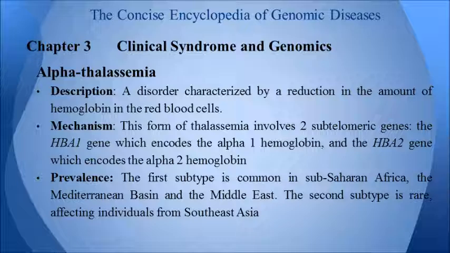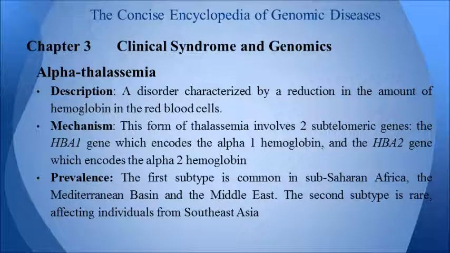Alpha thalassemia, a disorder characterized by a reduction in the amount of hemoglobin in the red blood cells. This form of thalassemia involves two subtelomeric genes, HbA1, which encodes alpha-1 hemoglobin, and HbA2, which encodes alpha-2 hemoglobin. Alpha thalassemia is a digenomic disorder characterized by impaired production of 1, 2, 3, or 4 alpha globin chains.